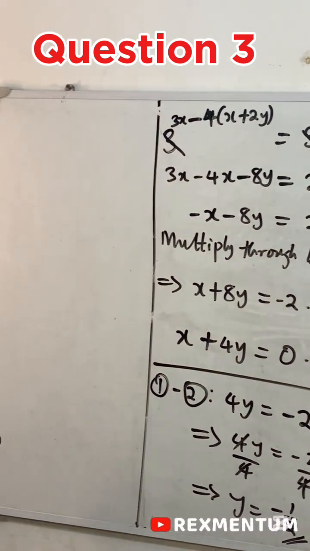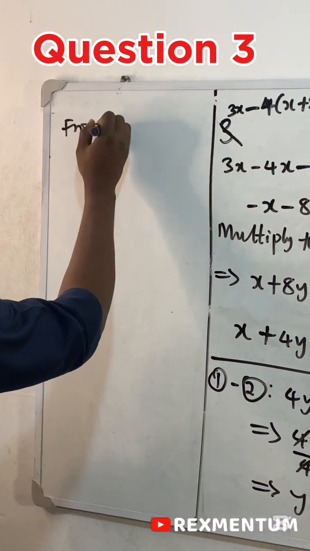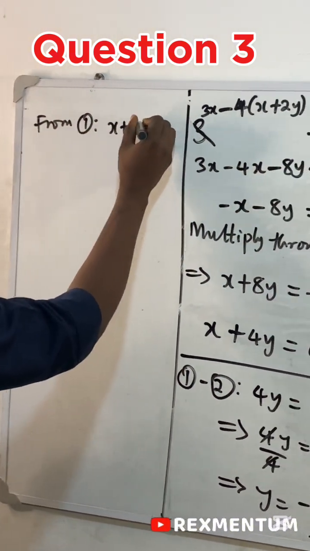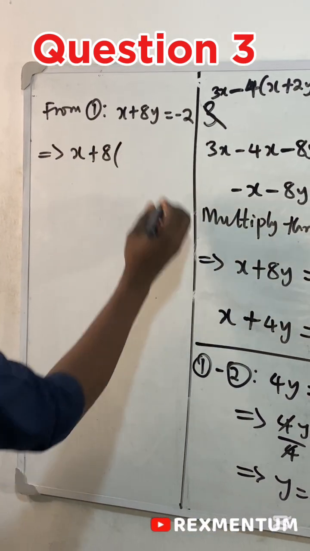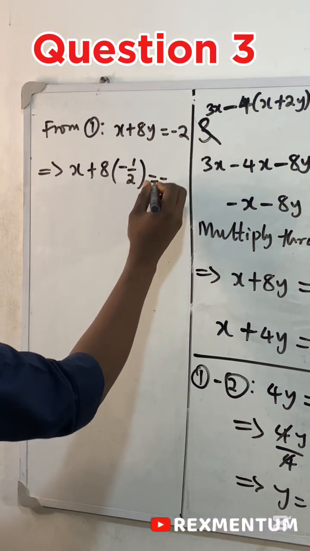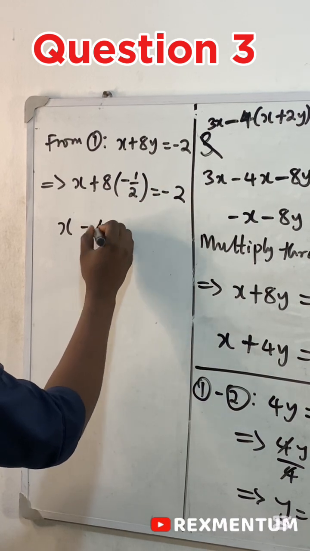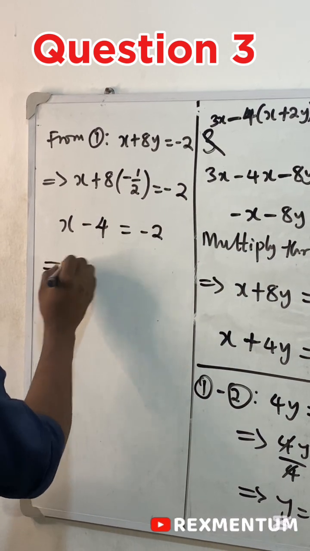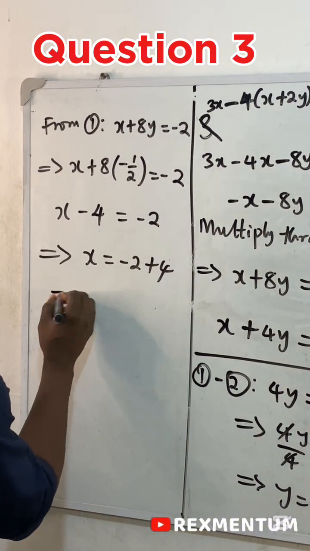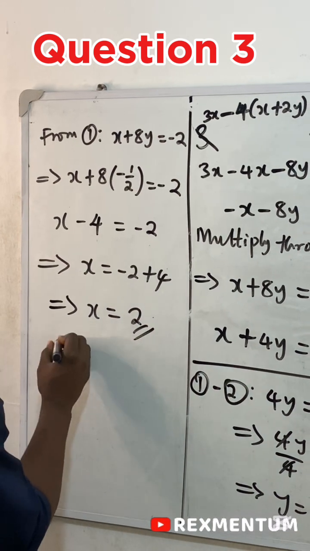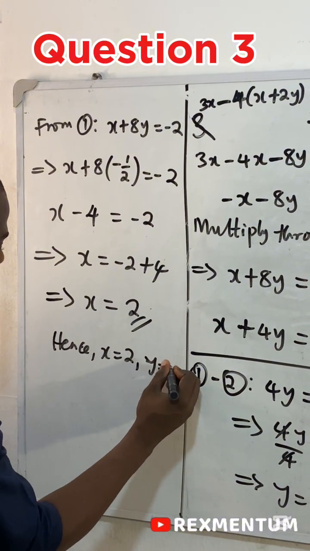Then you solve for x. How do you solve for x? You solve for x using either equation 1 or equation 2. Let's say from 1, x plus 8y equal to minus 2. This simply implies that x plus 8 into minus 1 over 2 equal to minus 2. And that will give you x, 8 times minus half is minus 4, then equal to minus 2. We should give finally that x equal to minus 2 plus 4, because when minus 4 crosses the equality sign, it turns to plus 4. That will give you that x equal to 2. Hence, x equal to 2, comma, y equal to minus 1 over 2.